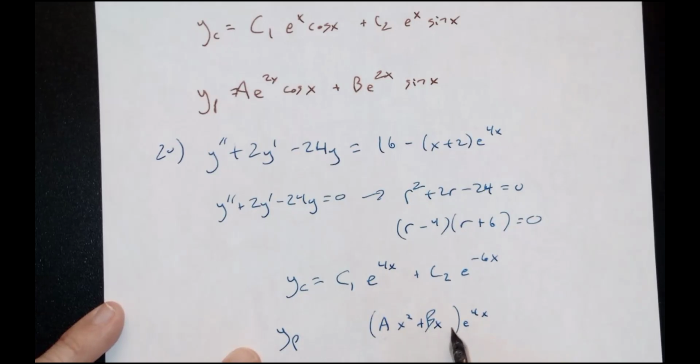I don't need a plus C here, though, because anything with just the plus C will get sucked into this. You can put it if you want, and I would, just to be a completionist, but I'm anal retentive. That just takes care of the e to the 4x part. What about the 16?